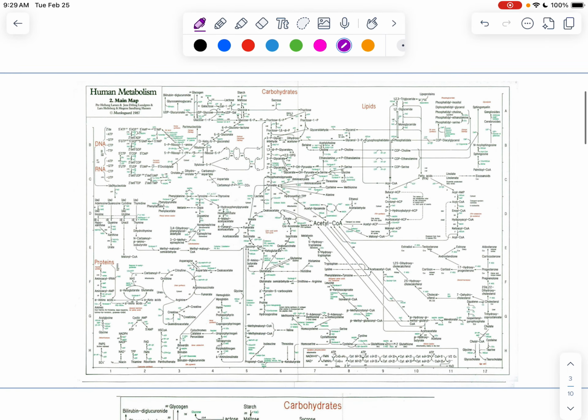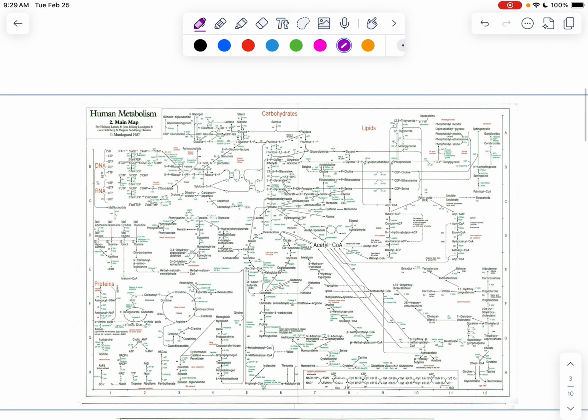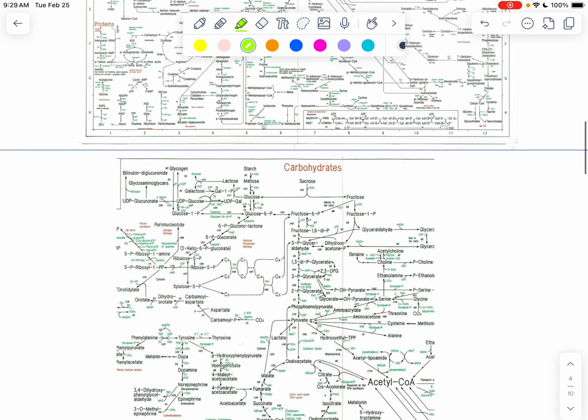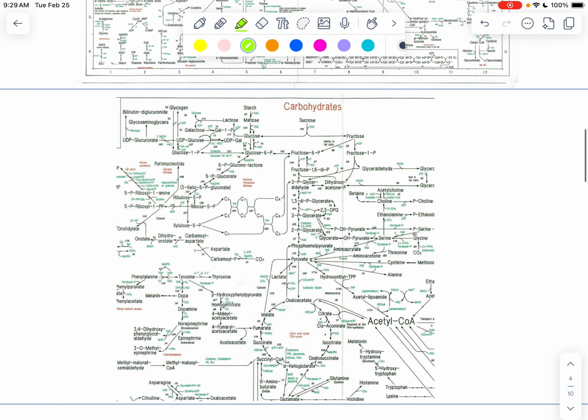All right, this is a picture of many, not all, of the various cycles in human metabolism. And today we're going to focus in; glycolysis sits right up here. So let's blow up that section and take a look at what we're looking at. In glycolysis, we're going to go from glucose to pyruvate.